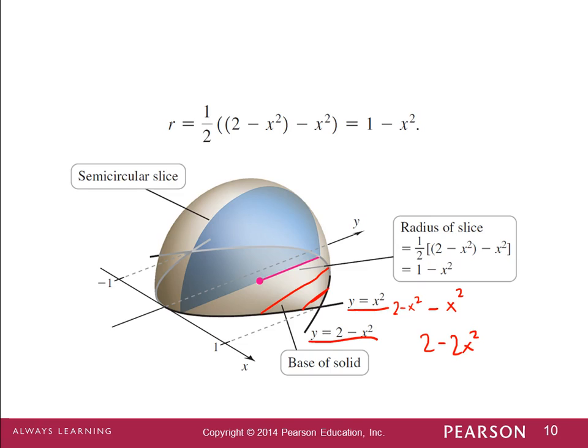All right, now what do those x values range from? Well, we know they range from -1 to 1. How do we know that? That's when they're equal to each other. Set x squared equal to 2 minus x squared, and so x is equal to plus or minus 1.